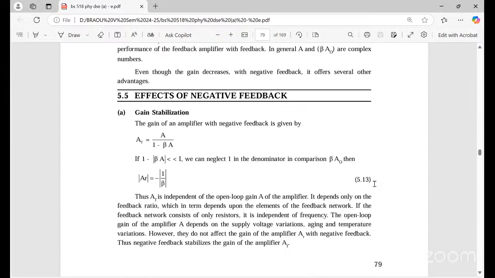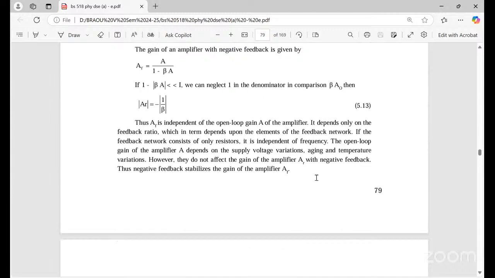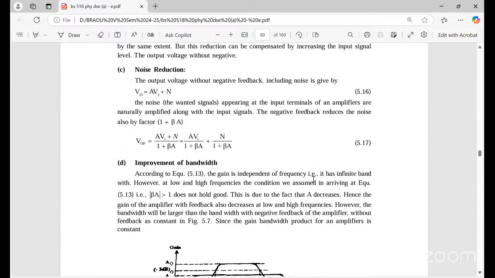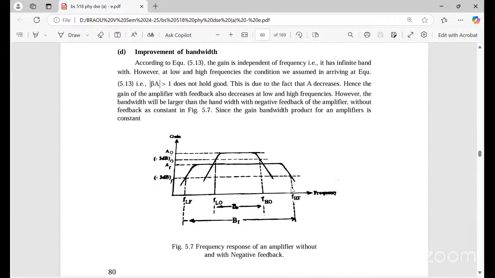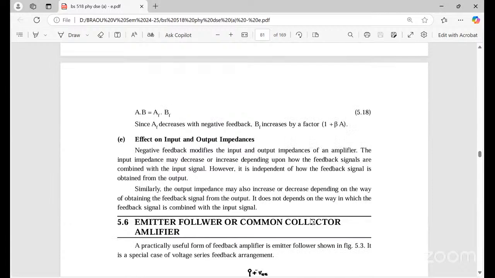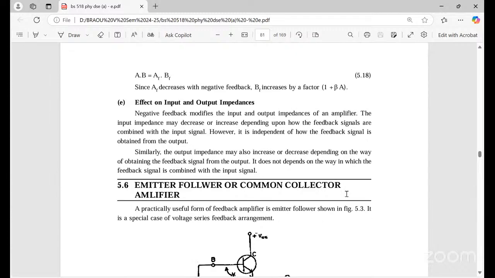What are the effects of the negative feedback here? Gain stabilization, reduction of distortion, noise reduction, improvement of the bandwidth compared to the previous one, and effect on the input as well as the output impedances.